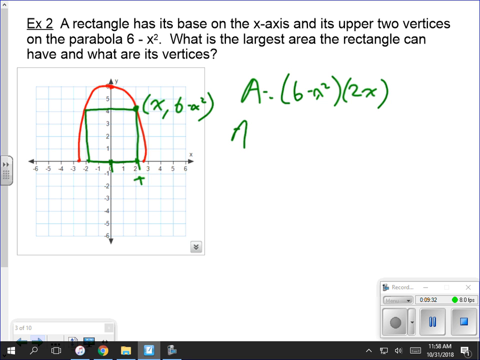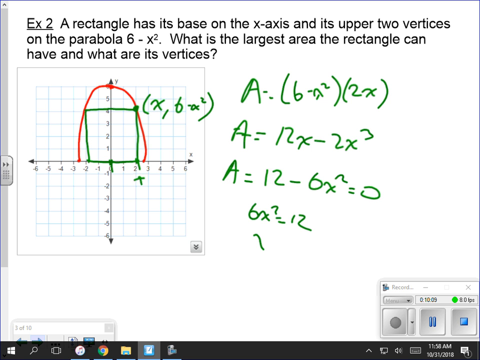Distribute. Area equals 12x minus 2x cubed. And when in doubt, take the derivative, set it equal to 0. So A prime is 12 minus 6x squared. Set that equal to 0. So 6x squared is equal to 12. X squared equals 2. X equals the square root of 2.